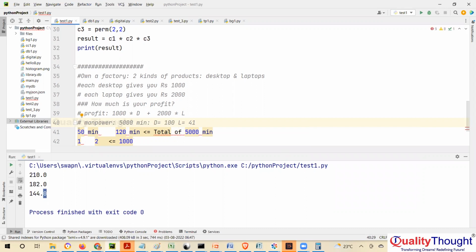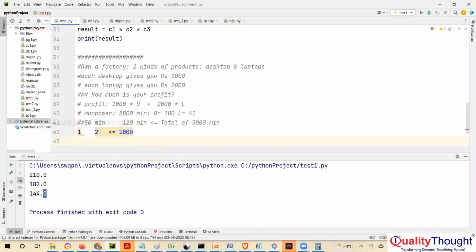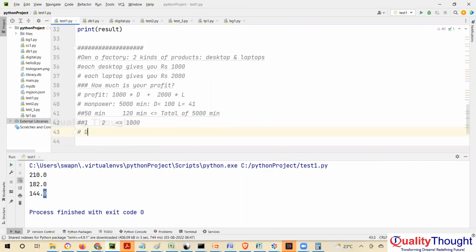Second condition: one motherboard for a desktop and two motherboards for a laptop. That means you can make only 1,000 desktops, or only 500 laptops. Even though here you can make 41, and here you are talking about 100, here it is 1,500. Between these, this is the lowest, so somewhere around that you'll be able to make.